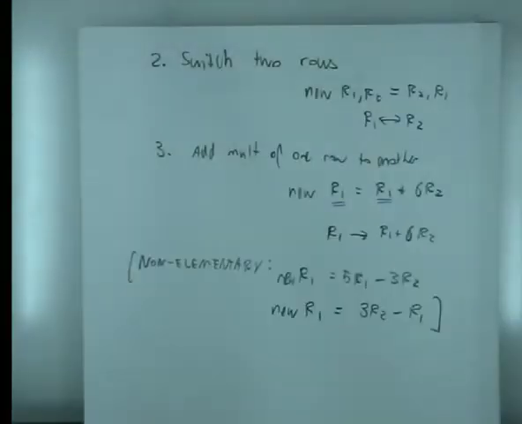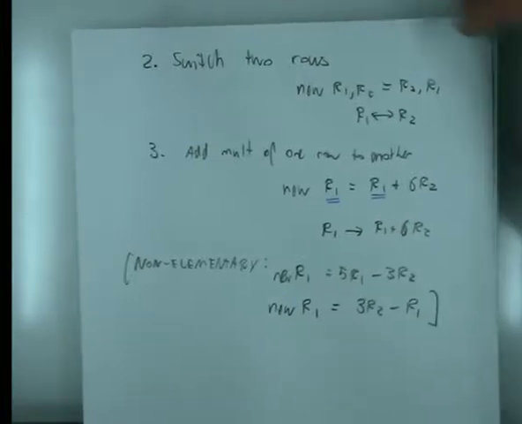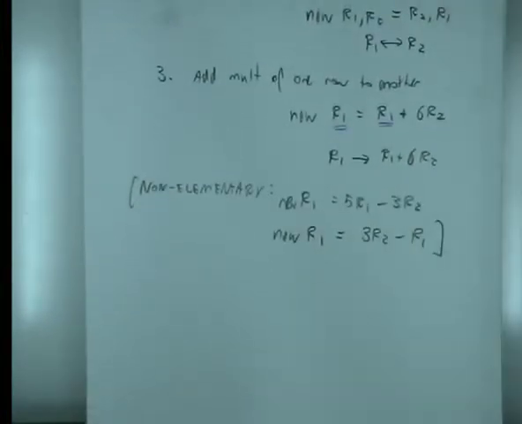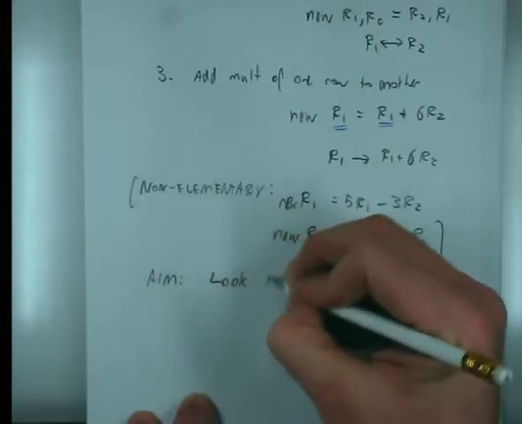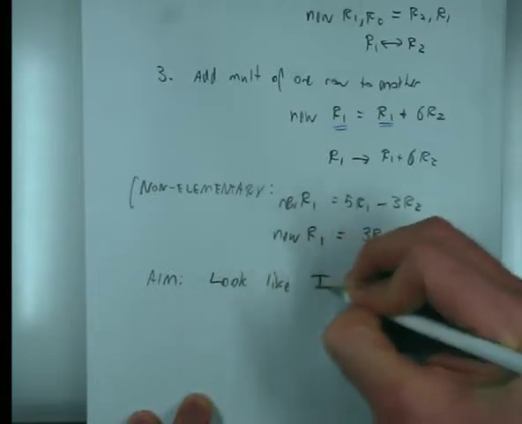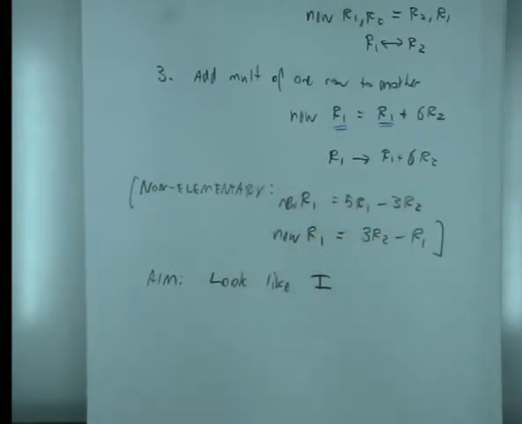So the place we're headed for is the place where we have as many zeros as we can in the matrix, and as many of the numbers that aren't zero as we can are 1. That's the whole purpose of it. We want to make our matrix look as much like an identity matrix as we possibly can. That's the whole point of row operations. So the aim here is to look like an identity matrix.